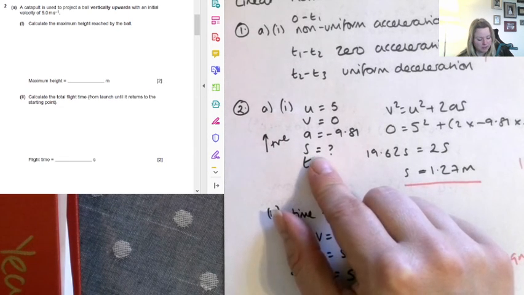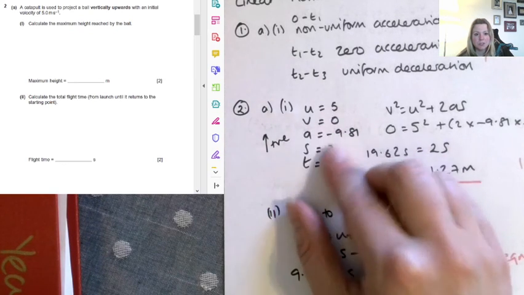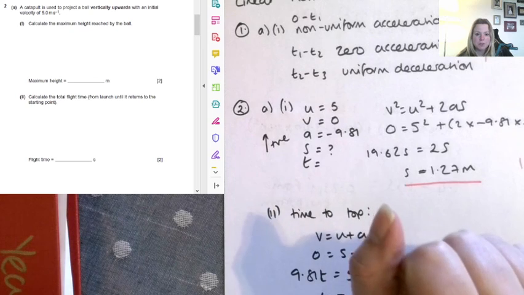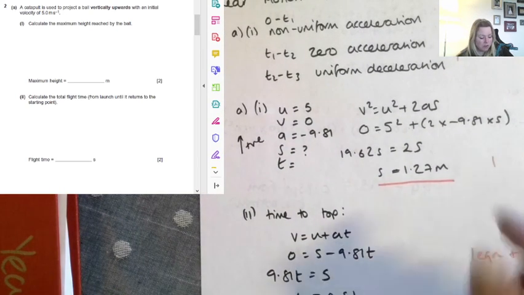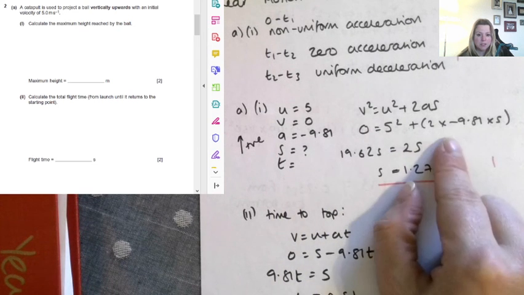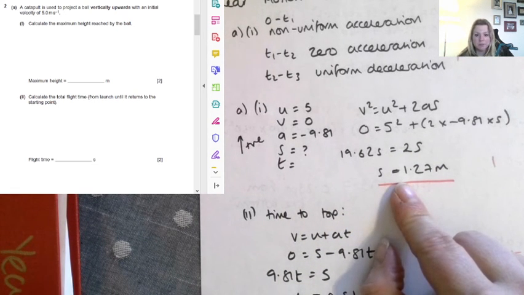And we're being asked for the displacement here, the height. So we're looking for S. So we've got U, V, A and we're looking for S. We need to think what equation of motion links those. V squared equals U squared plus 2AS. Hopefully you can see there my values substituted in just from this. Rearrange and you end up getting 1.27 meters.